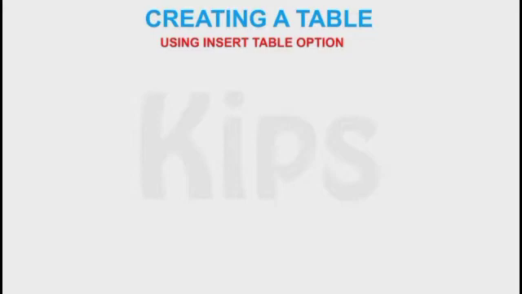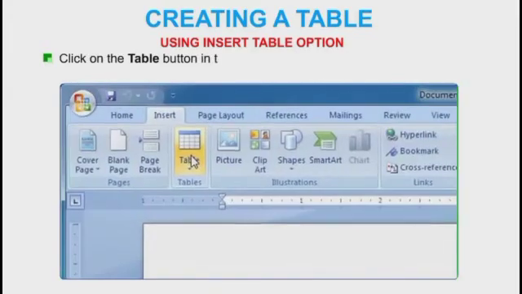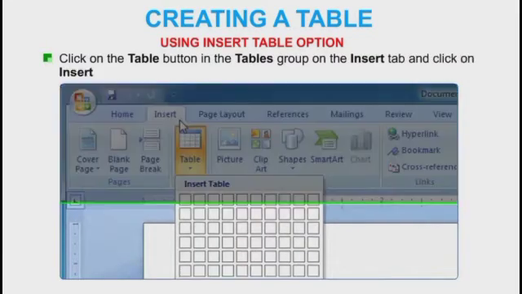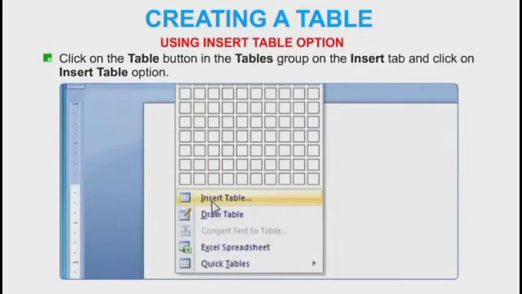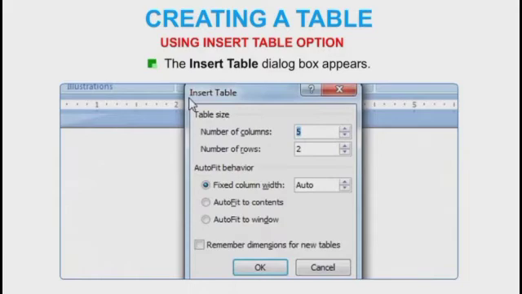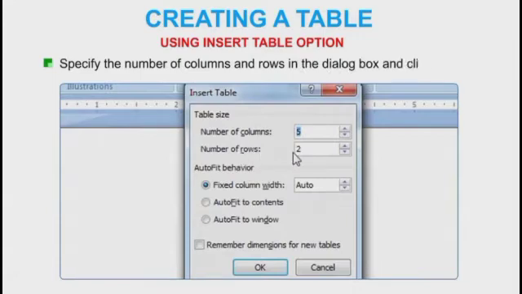Using the Insert Table option. Click on the Table button in the Table group on the Insert tab and click on the Insert Table option. The Insert Table dialog box appears. Specify the number of columns and rows in the dialog box and click on OK.